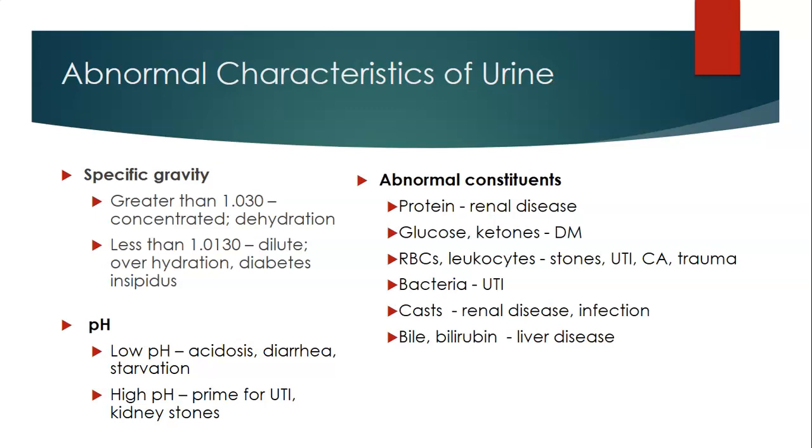Bacteria, of course, if over a certain level, will indicate that someone has a urinary tract infection, or potentially just a very contaminated sample, but usually it's going to be a UTI. Casts is something you will see on a lab report, and this can indicate renal disease or infection as well. And then finally, bile or bilirubin, if that is present in urine, can indicate some form of liver disease.